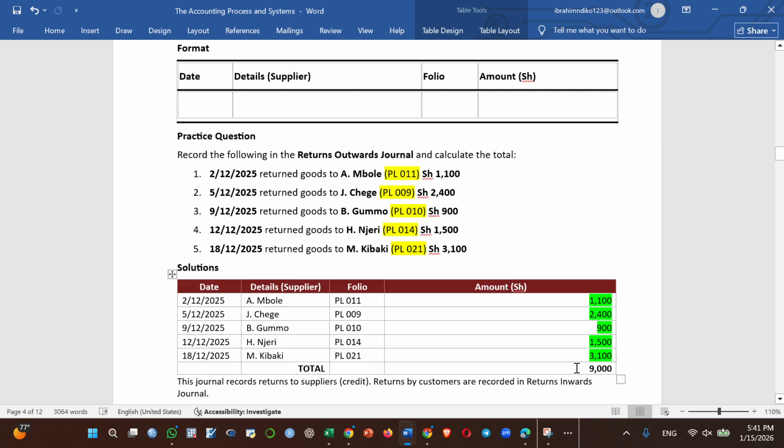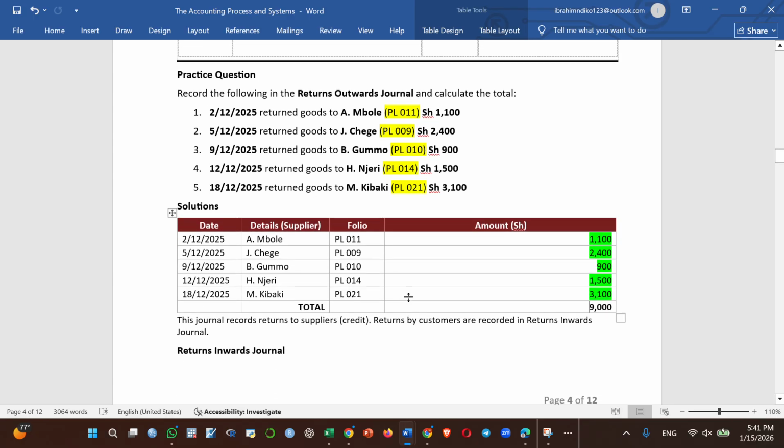Then you confirm the total. So let's confirm the total. 1,100 plus 2,400 plus 900 plus 1,500 plus 3,100. That is 9,000. So that is the total amount that was returned.